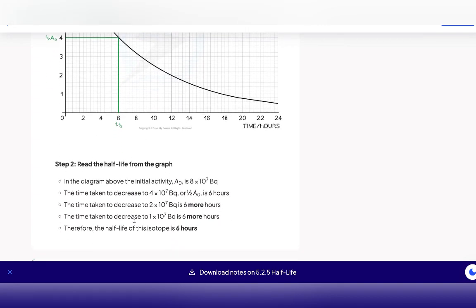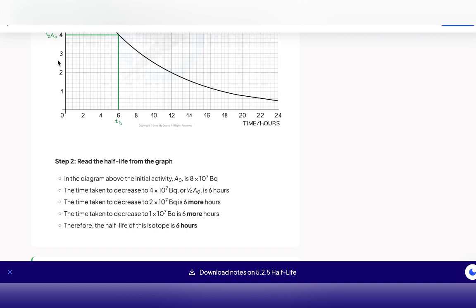And logically, it's always better to double check. After doing the first one, do the second one to see whether you get another 6 hours from here. If you divide this 4 by 2, you get 2. You trace 2 to the curve and trace it down, you get 12 hours, which means from this to this is another 6 hours. So that's how you double check if you are right.